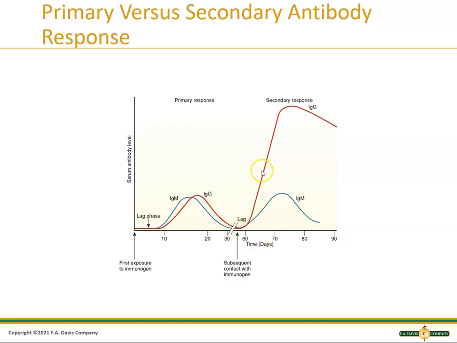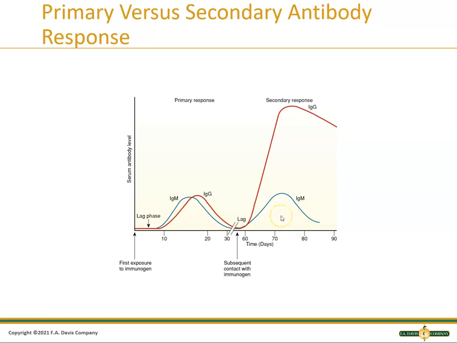And you see how the IgG is like so much more robust response. The IgG is really increasing in the secondary response, while the IgM is identical to the first response. So that's the whole thing with antibody titers.